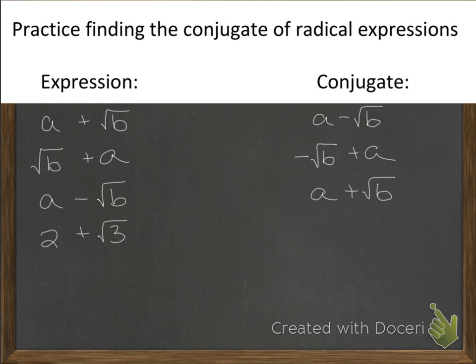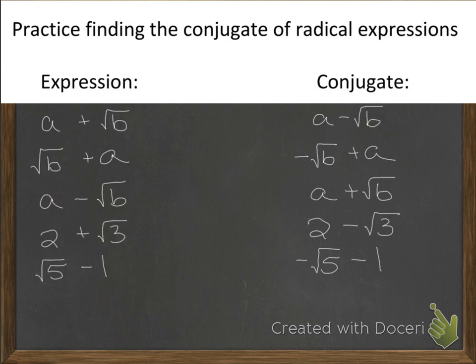Well, remember, all we need to do is change the sign of the radical term. So this would become 2 minus the square root of 3. What if I had the square root of 5 minus 1? Well, remember, I need to change the sign of the radical. So right now the radical is positive. I have the square root of 5 minus 1. This needs to become negative. And then the sign of the integer, negative 1, has to stay the same.